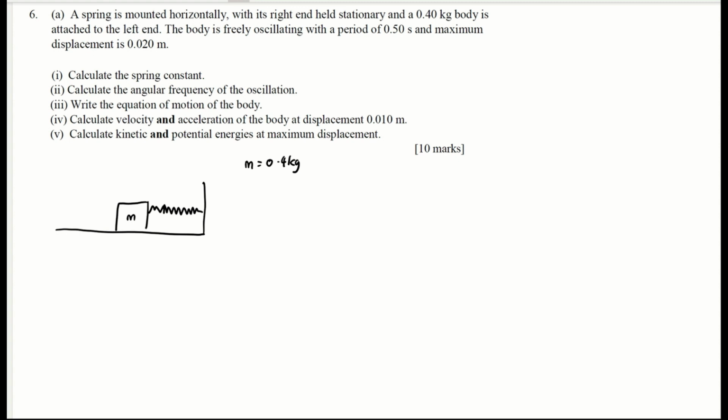That is what I have sketched. Alright, so let's say this is the equilibrium position where Y is equal to 0, and this is Y equal to positive A, and we consider this as Y equal to negative A. The body is freely oscillating with a period of 0.5 seconds. So T is 0.5 second and the maximum displacement, which is the amplitude A, is equal to 0.02 meter.